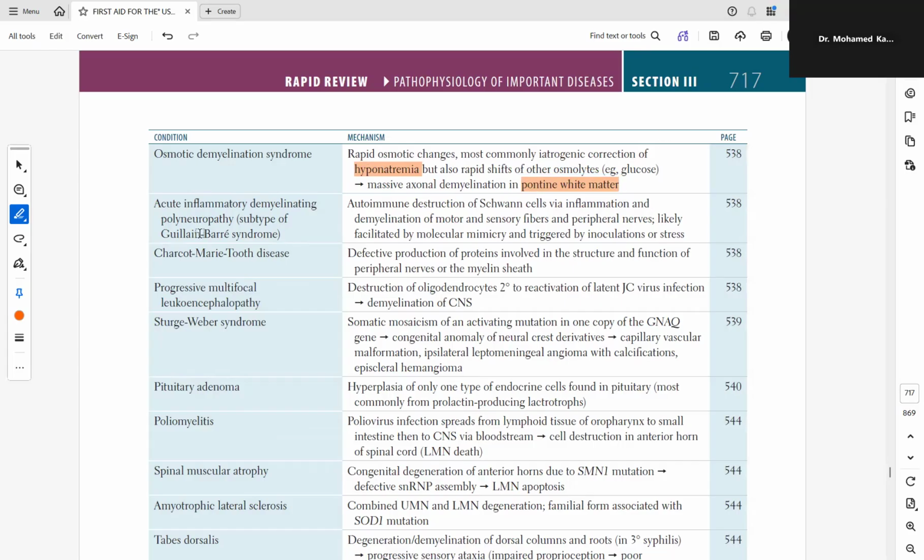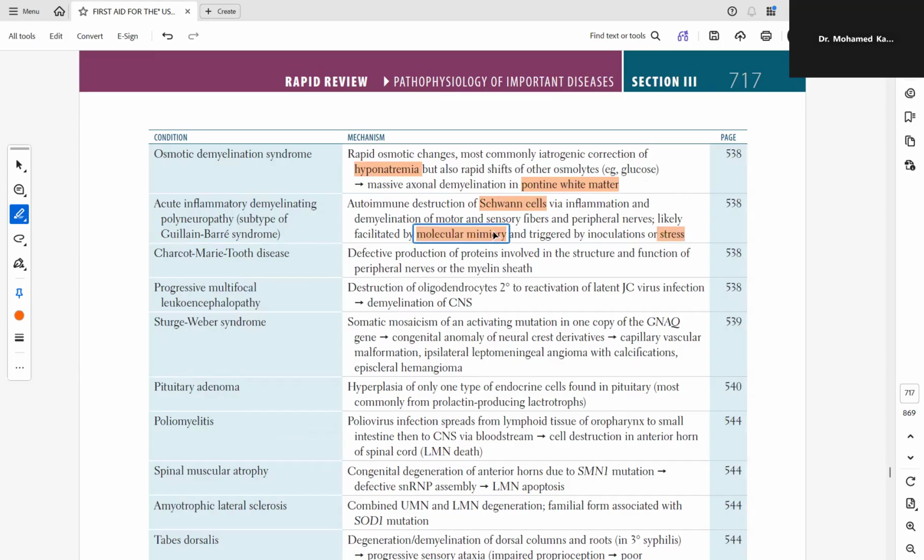Acute inflammatory demyelinating polyneuropathy. It is a subtype of Guillain-Barré syndrome, and we know that Guillain-Barré syndrome is ascending paralysis, starting from distal up to proximal. It is an autoimmune destruction of Schwann cells. Schwann cells are the cells around neurons and nerve cells, which facilitate the conduction of neuronal impulses, via inflammation and demyelination of motor and sensory fibers and peripheral nerves, likely facilitated by molecular mimicry and triggered by infections or stress.